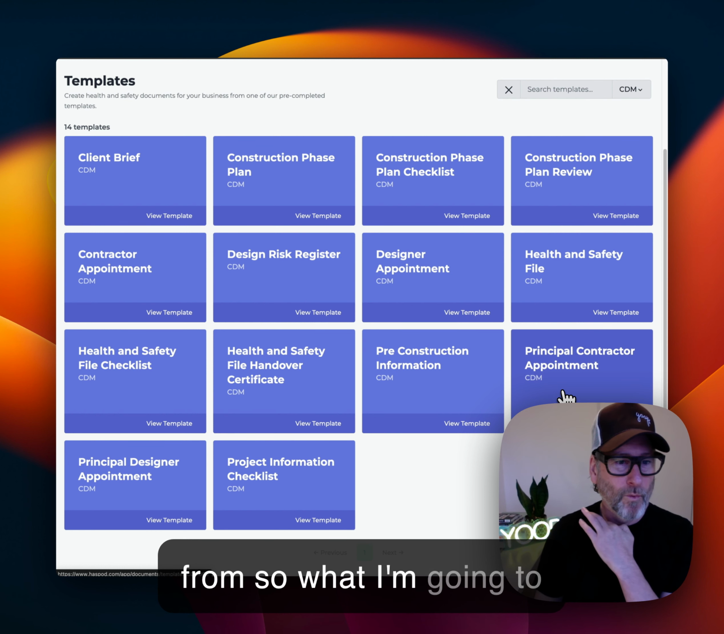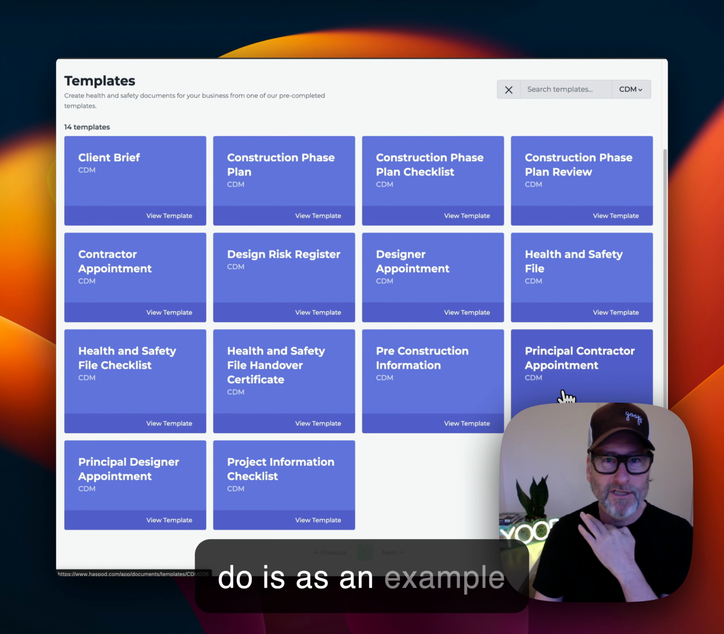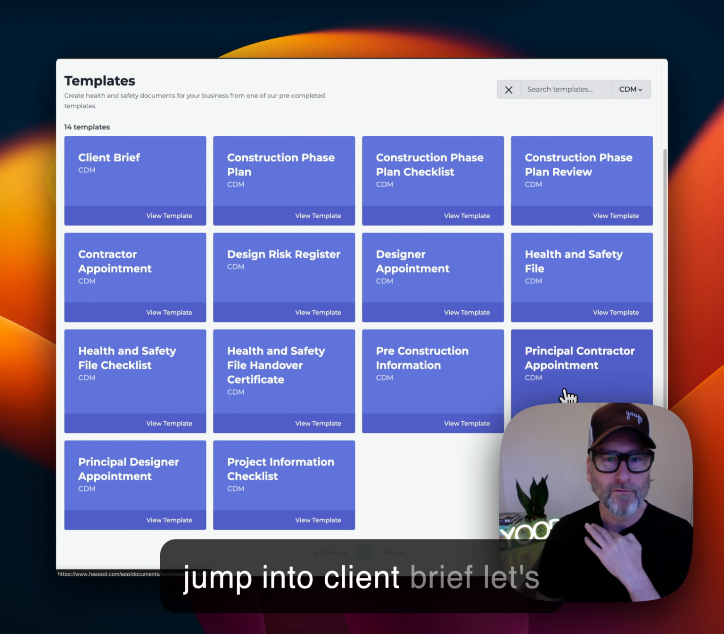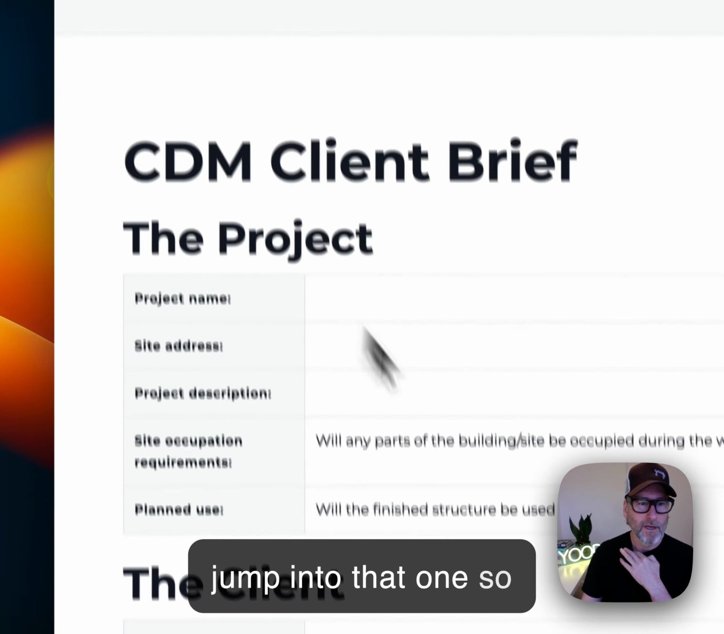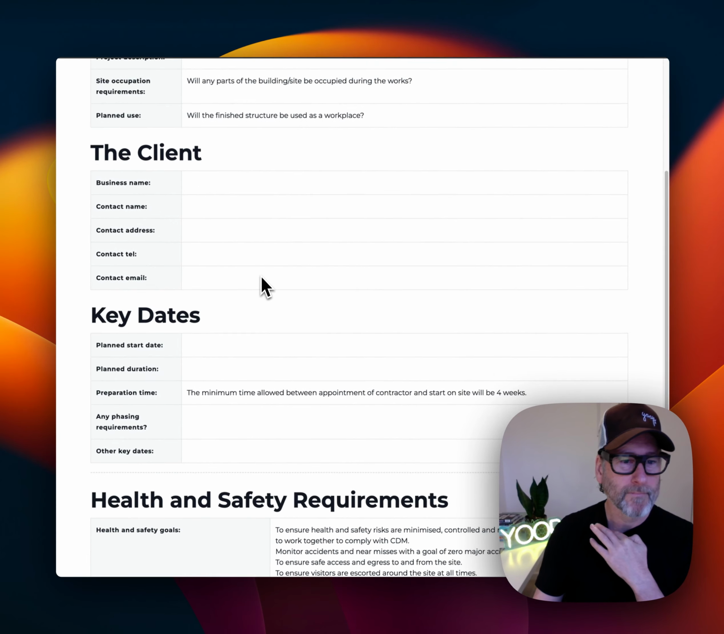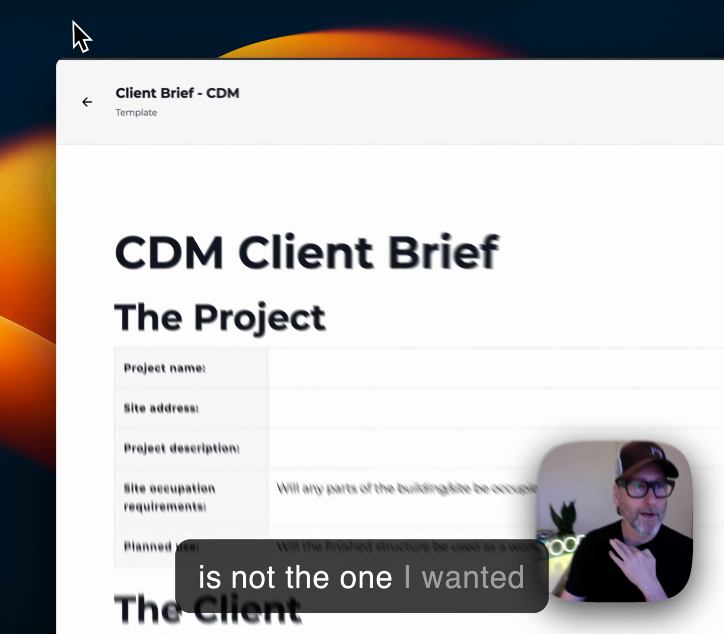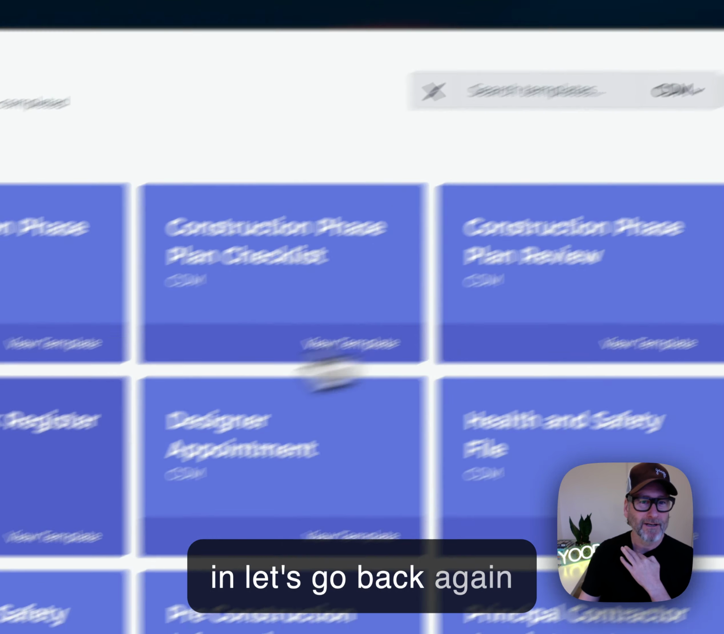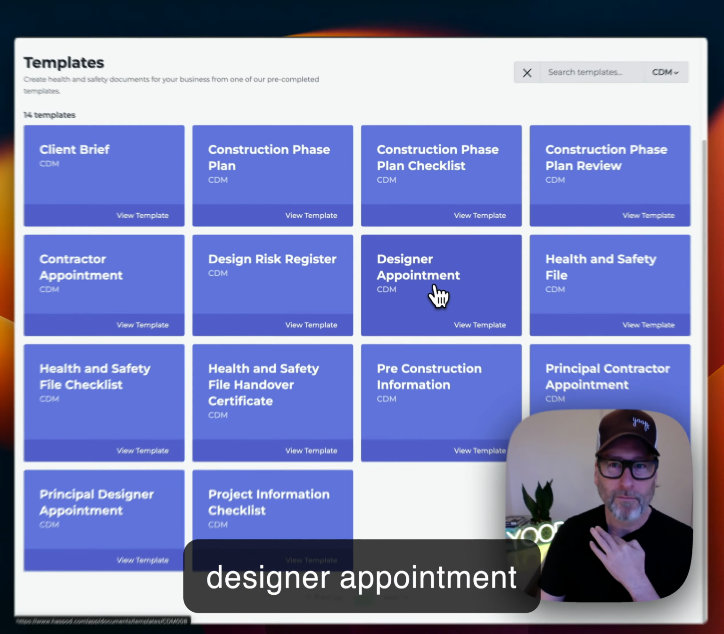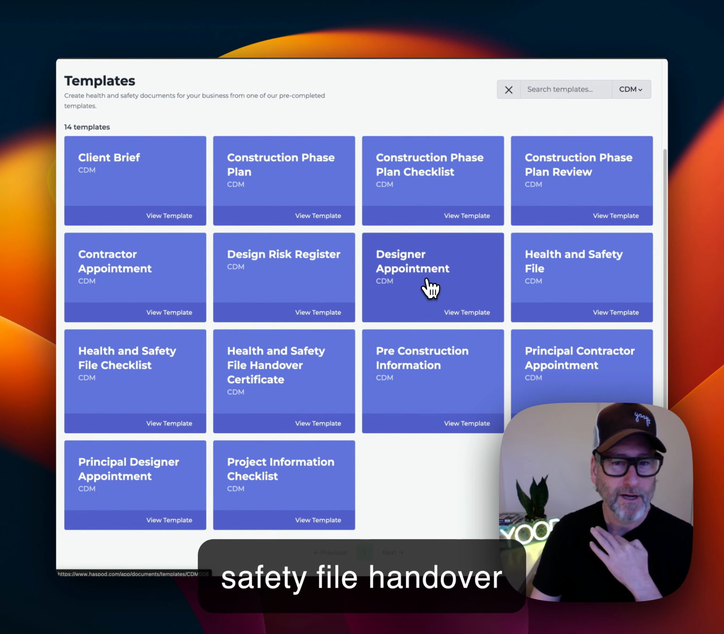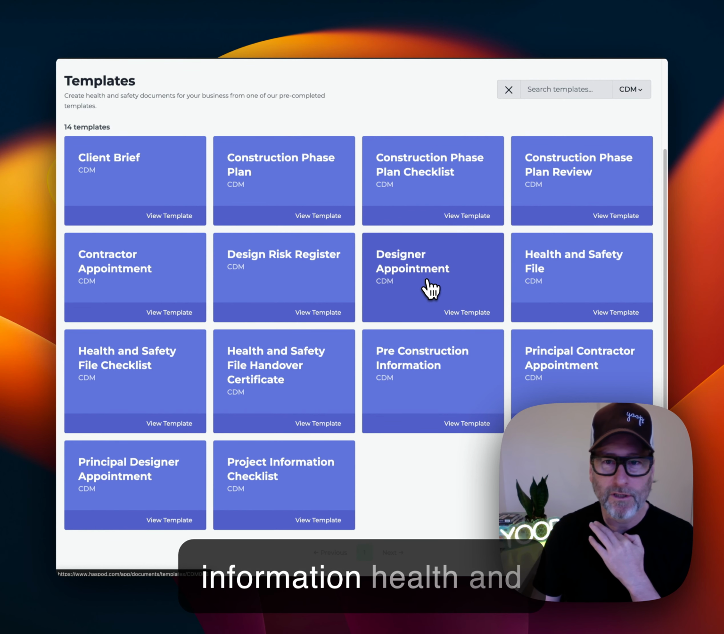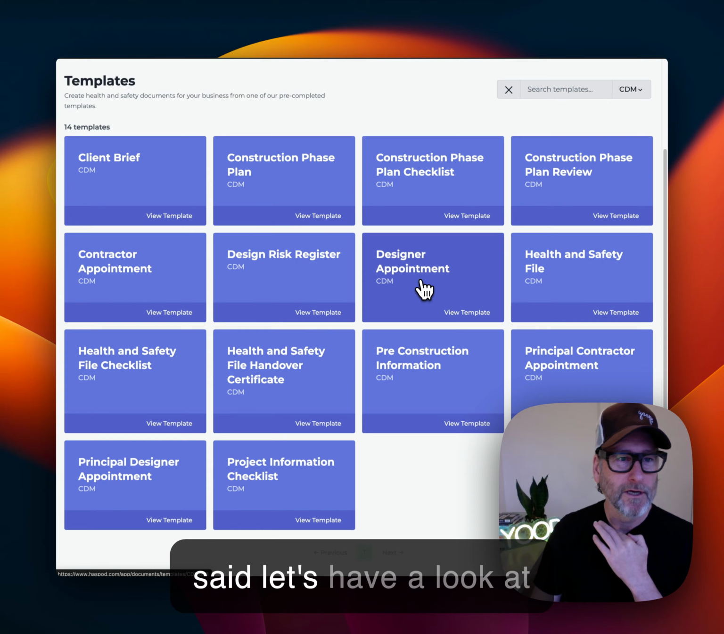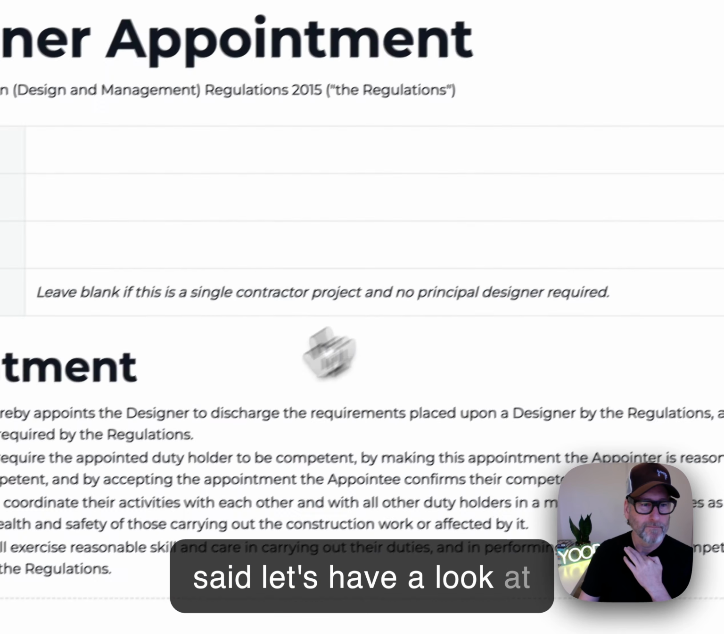So as an example, which one should we jump into? Client brief. Let's jump into that one. That is not the one I wanted to look at. Okay, let's go back again. Designer appointment, construction, health and safety file handover, pre-construction information, health and safety. Let's have a look at this one.